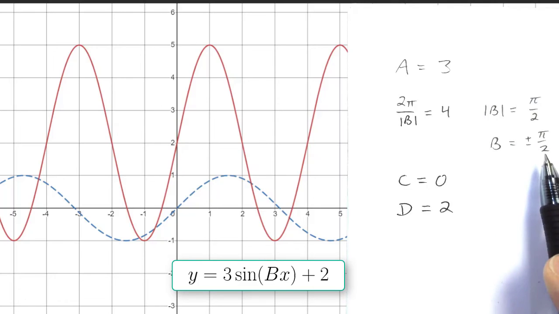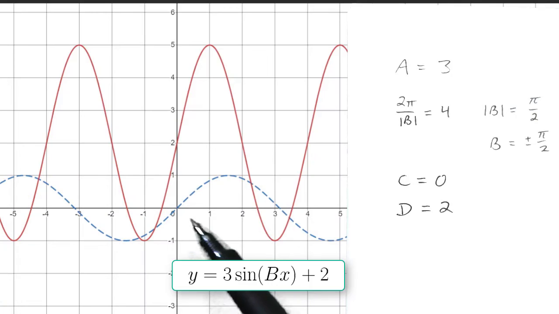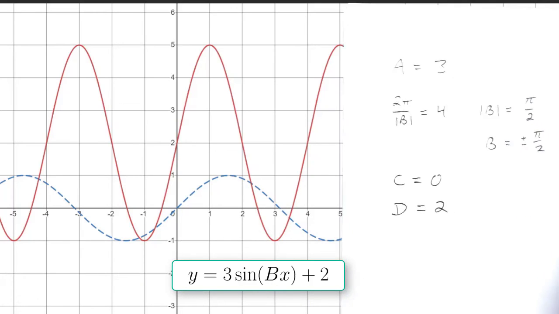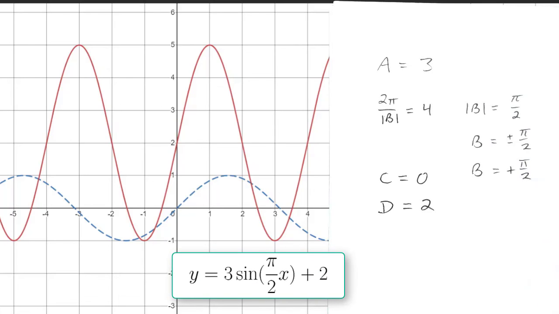Now we know what happens when b is negative, right? When you make b negative, let me go ahead and do that with the original sine curve. You see what happened? It flips across the y-axis. Now that looks very different than what we have here. It looks like we have the same orientation, and so that's telling us that b is actually going to be positive. So I'm going to exclude that negative answer and only include the positive one. b is positive pi over 2. And so we can write down our expression that way.